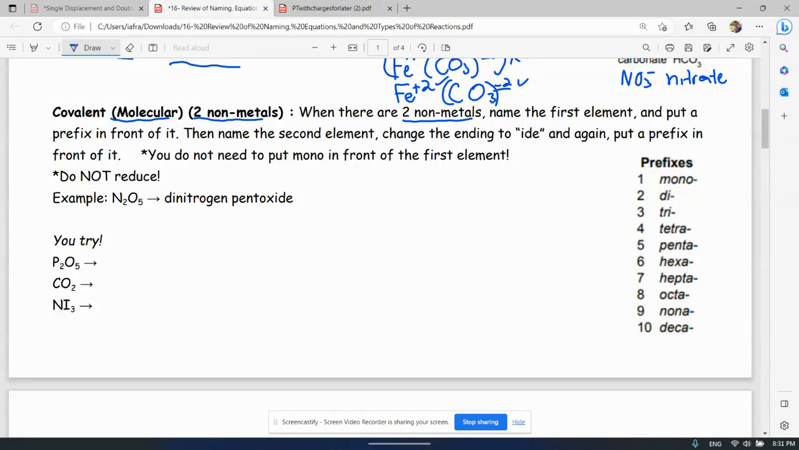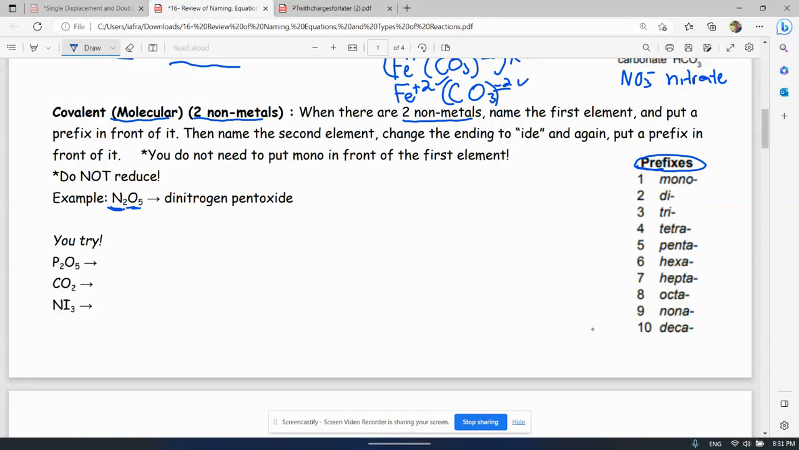You name the first element first. You name the second element after. The second element, you have to change its ending to IDE. And what's different compared to ionic is you have to use a Greek prefix. These are the Greek prefixes. They will tell you how many of each atom you have in the compound.